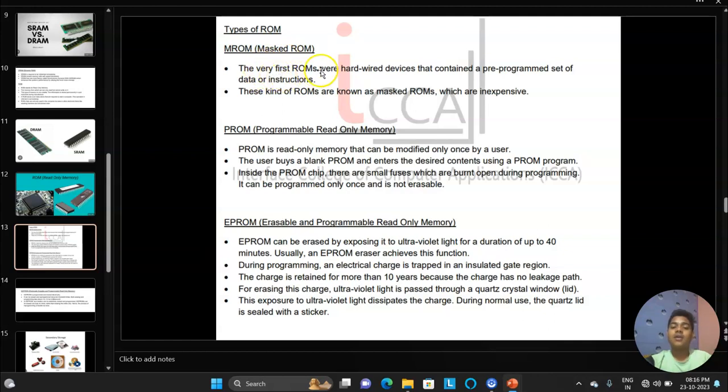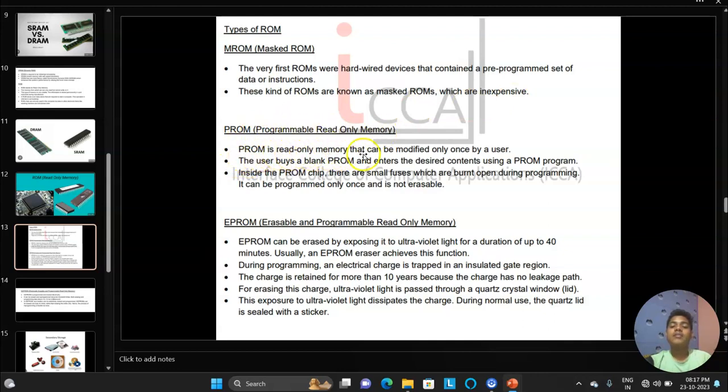The very first ROMs were hardwired devices that contained a pre-programmed set of data or instructions. These kinds of ROMs are known as masked ROMs, which are inexpensive. The next type is PROM, programmable read-only memory.